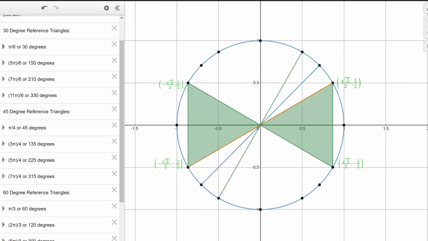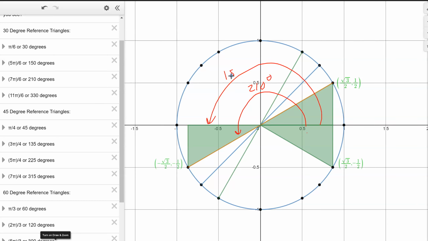We can also look at it in the next quadrant. So from here to here is 210 degrees. And we also know that from here to here is again 180. So this would be 210 minus 180, which is also 30 degrees. And so at 30 degrees, sine is a half, which means sine of 210 would be negative 1/2.